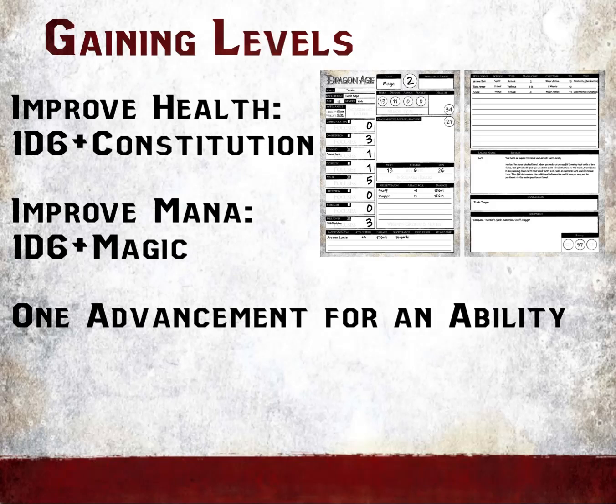Also note that whenever you improve an ability to a maximum of a value of 5, this costs 1 advancement, but to reach values from 6 to 8 you need 2 advancement points per increase, and to reach a value of 9 or more you need 3 advancement points.